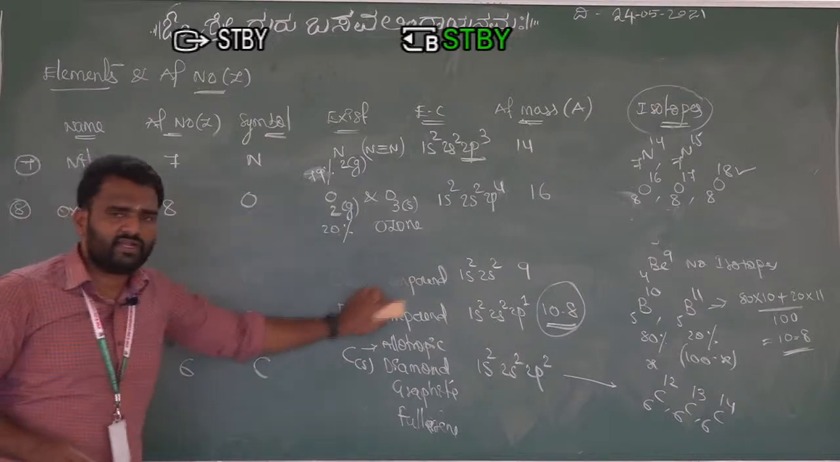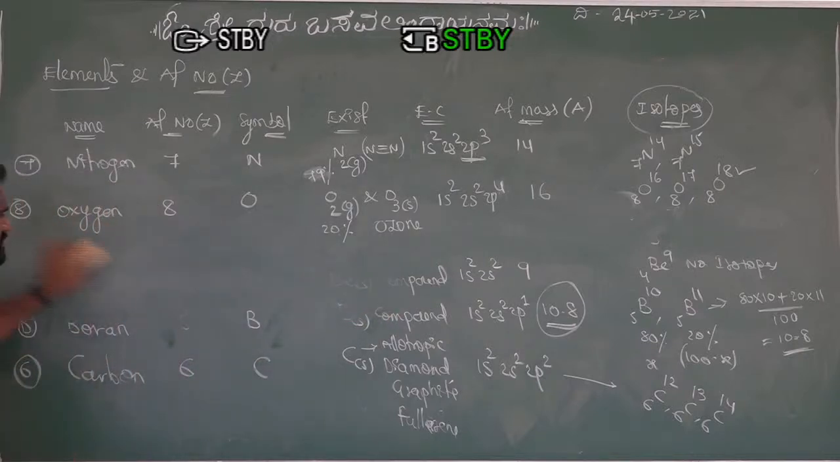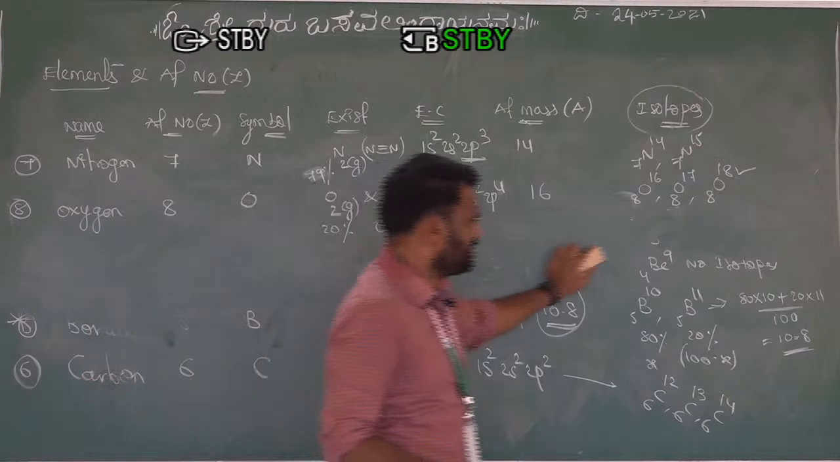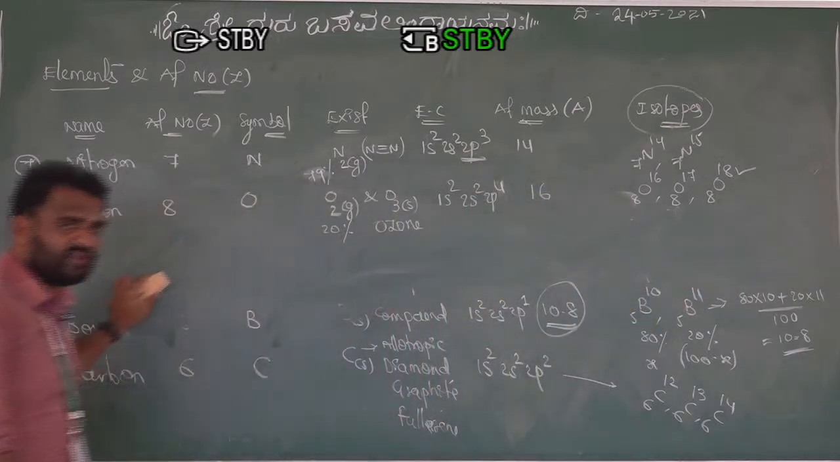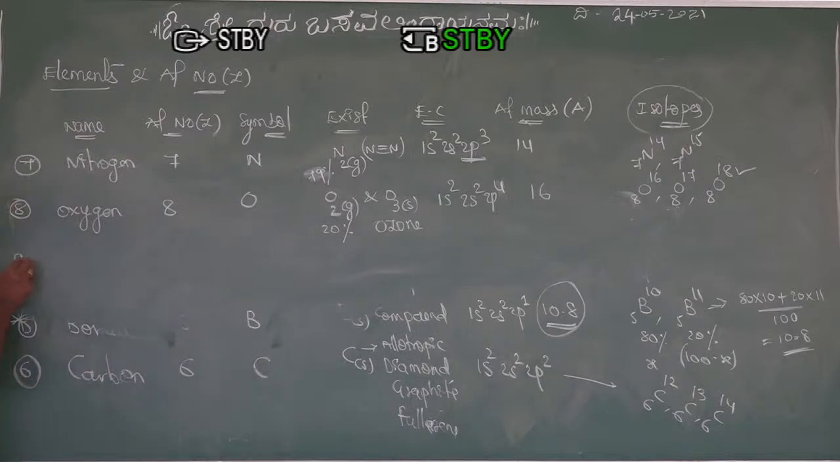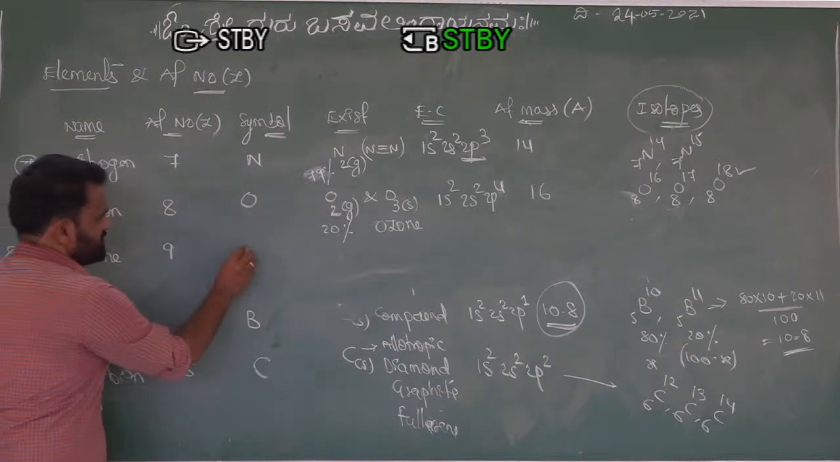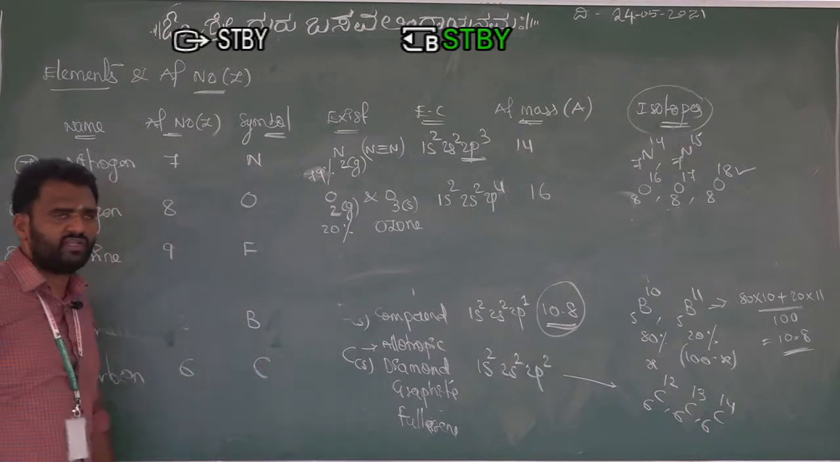Next, ninth, atomic number 9. What is the name of the element with atomic number 9? Fluorine. Fluorine is the name of the element with atomic number 9. Its symbol is F. The symbol of fluorine is F.